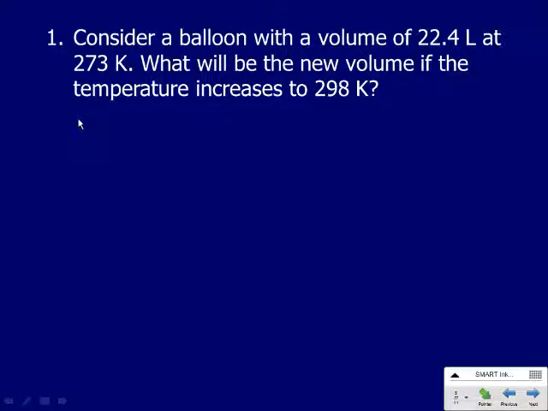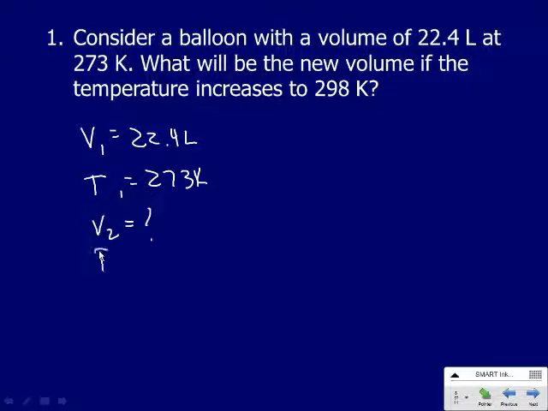I've already done that. Practice problems. I like to rewrite them. I like to write them out because if I don't have Kelvin temperature, I've got to do a calculation. This one I've given it in Kelvin. V1 is 22.4 liters. T1, 273 Kelvin. V2, that's what we're looking for. T2, 298 Kelvin. V1 over T1 equals V2 over T2. I'm going fairly quickly. I'm hoping this isn't too traumatic for anybody.